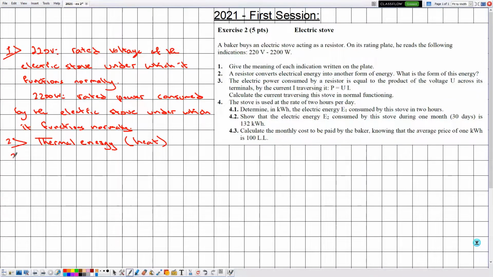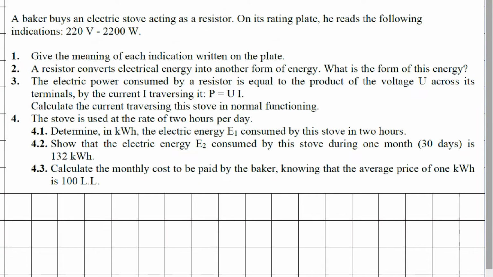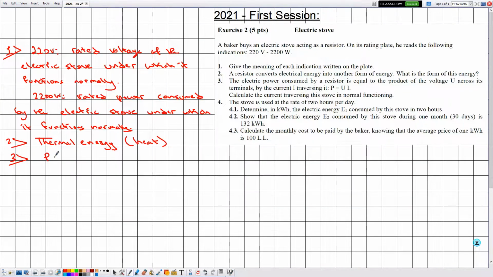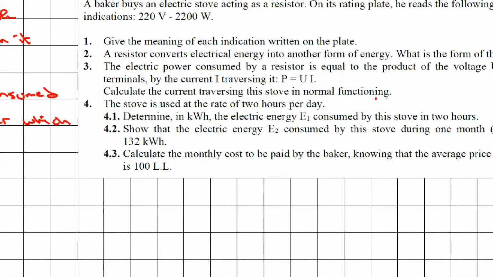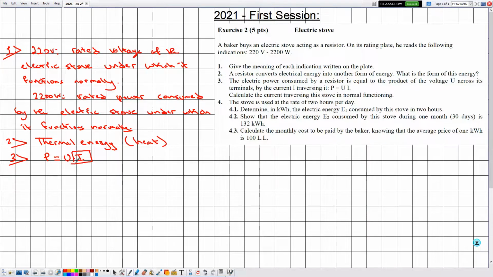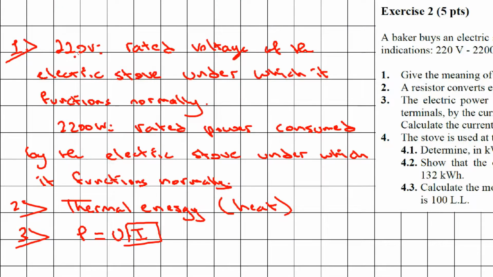Now in number 3, they are telling us the electric power consumed by a resistor is equal to the product of the voltage U across its terminals by the current I traversing it. Then that's fine. They provided the formula for us. And they are asking us to calculate the current traversing this stove in normal functioning. Now since they mentioned the normal functioning, then we can use the indications.